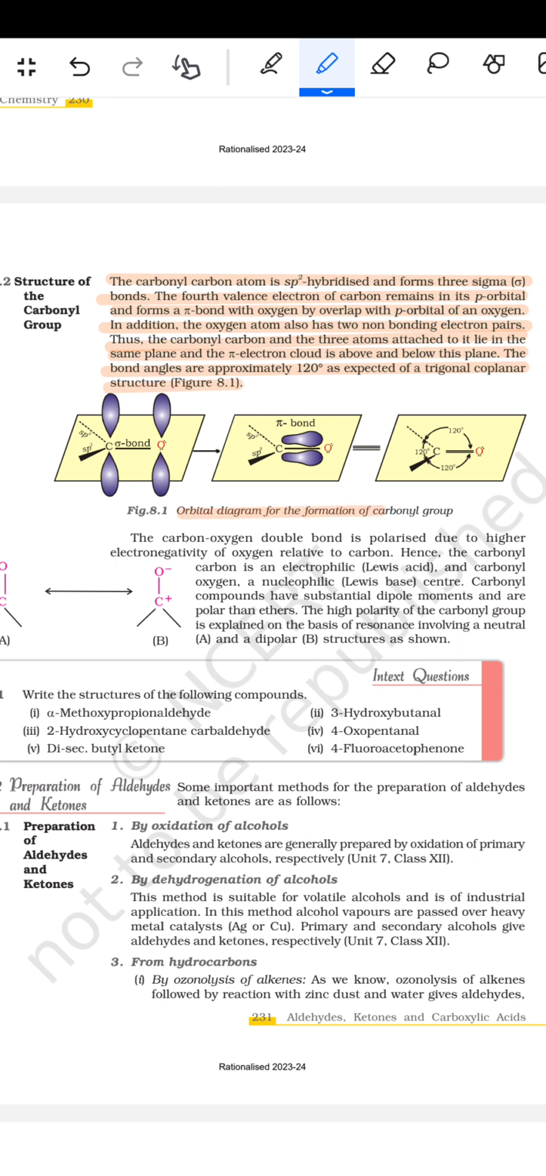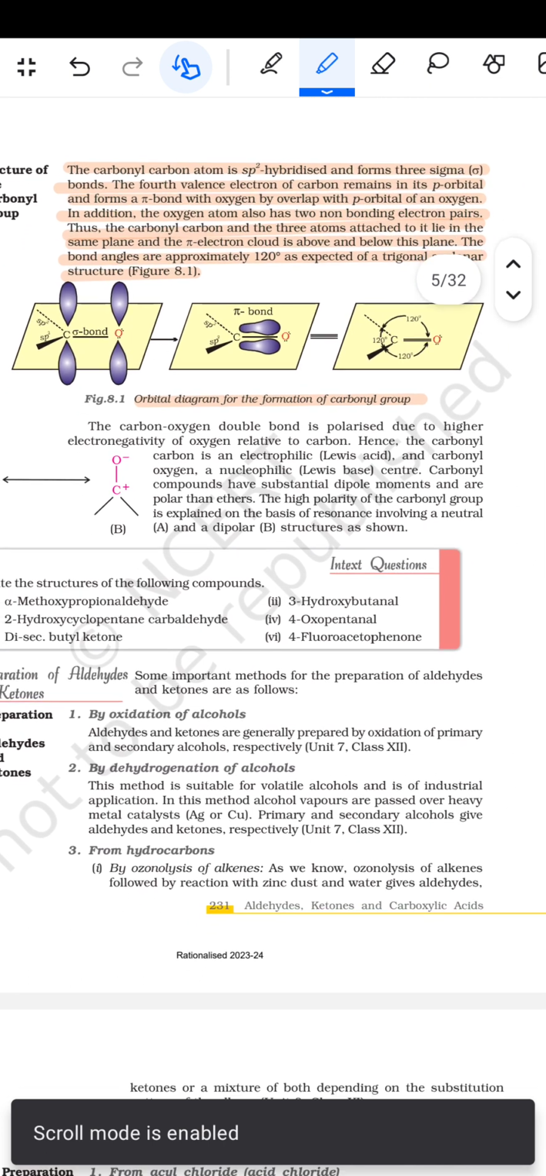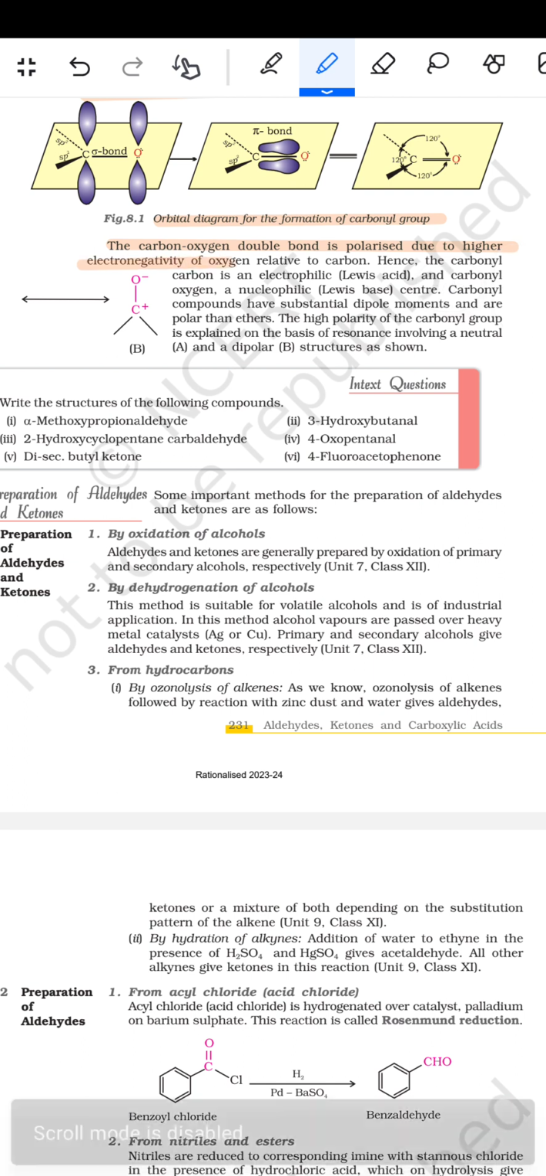Then the orbital diagram for the formation of the carbonyl group is given. The carbon-oxygen double bond is polarized due to the higher electronegativity of the oxygen relative to the carbon. Hence, the carbonyl carbon is an electrophilic Lewis acid and the carbonyl oxygen a nucleophilic Lewis base center. Carbonyl compounds have substantial dipole moments and are more polar than the ethers. The high polarity of the carbonyl group is explained on the basis of the resonance involving a neutral and a dipolar structure as shown.